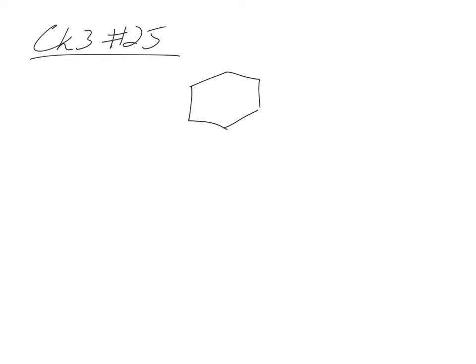All right, we're going to take a look at chapter 3, number 25 from Sapling. This question is basically asking you about diaxial interactions. So they give you, I'm just going to draw it out as a flat structure first, and then I'm going to draw it out in chair conformations. So it's a pretty complicated one, actually. Got a lot going on here.